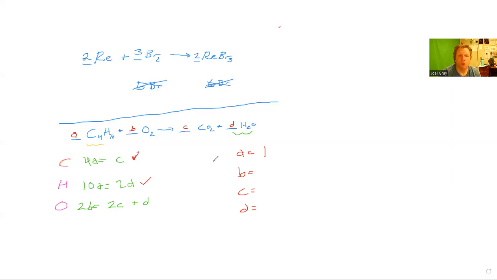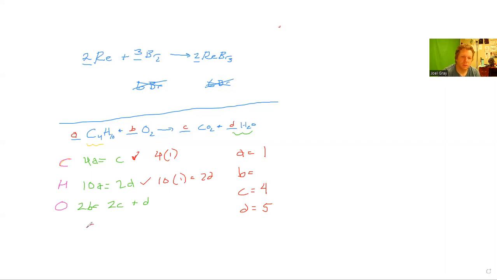So I'm going to say 4 times 1 is equal to C. So 4A equals C. That means C is equal to 4. Okay, next up, 10 times 1 equals 2D. Okay, 10 times 1 is 10, equals 2D. That means D is equal to 5.